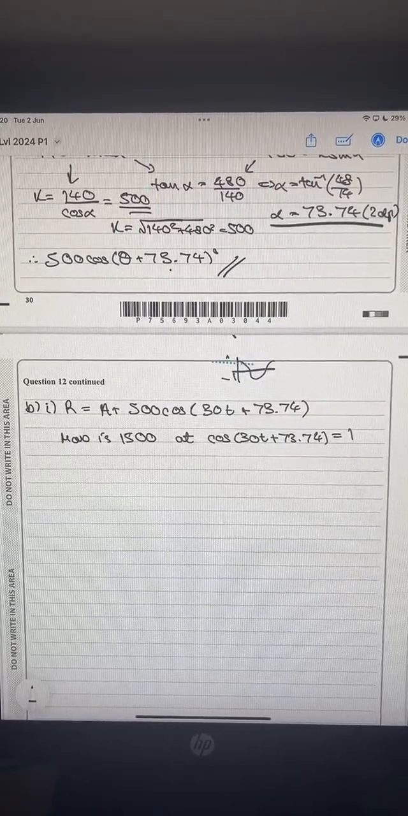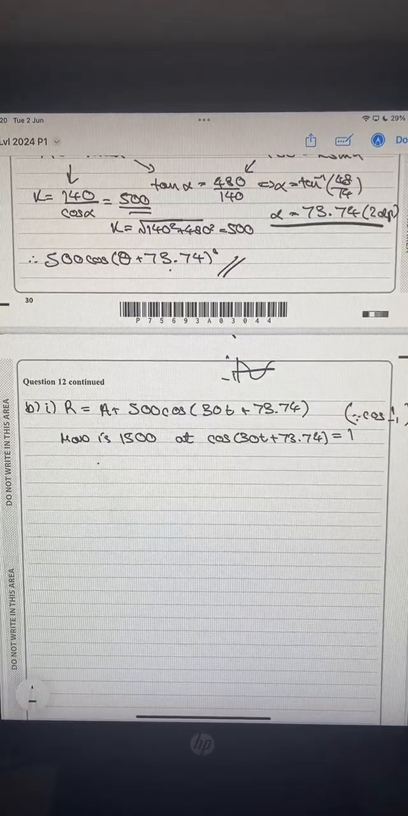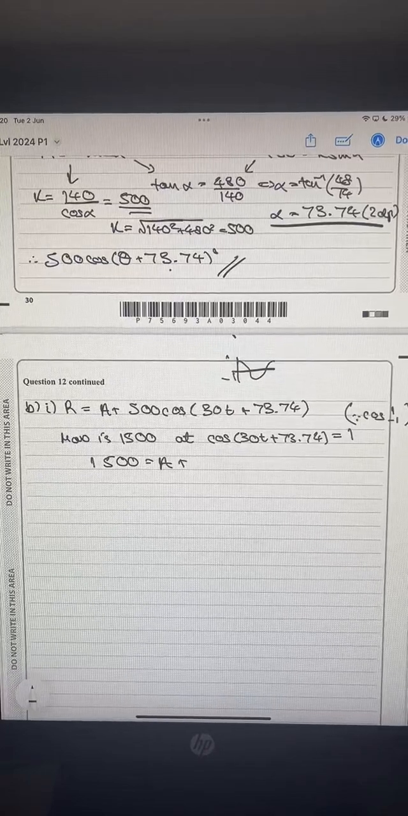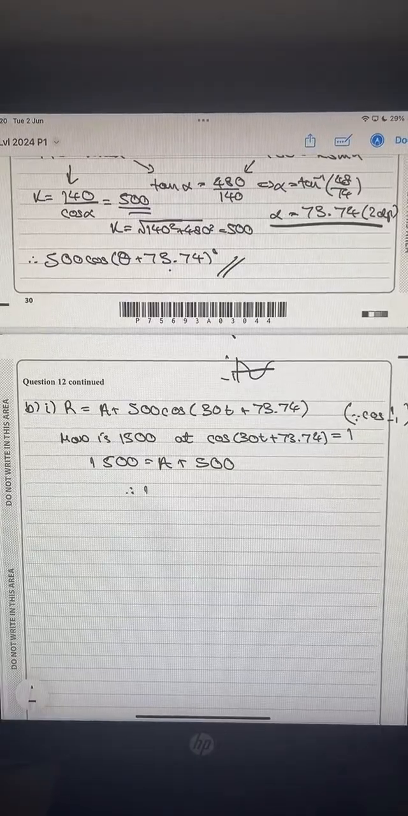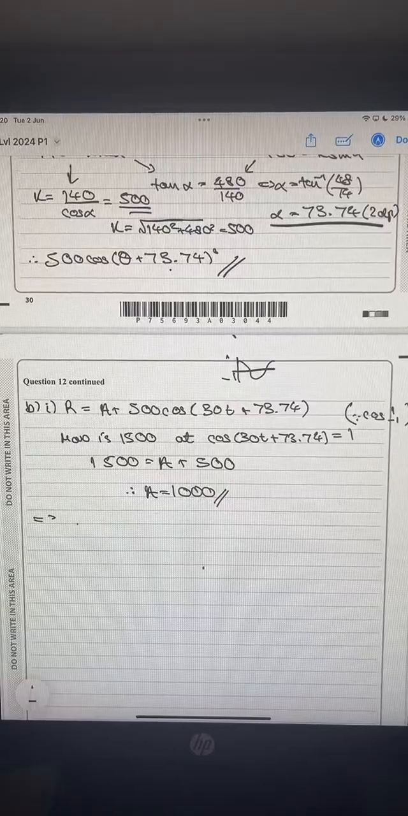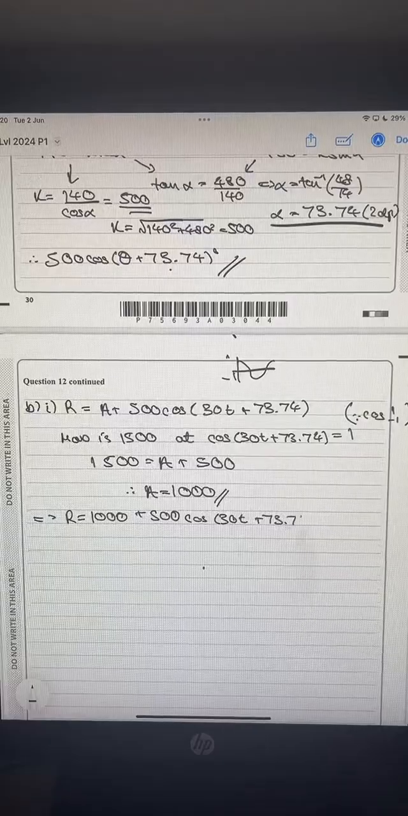That is equal to 1, because cosine is from 1 to -1. That's just reference. Okay, cool. So we know that 1,500 equals a plus, this is maximum value of 1, so 500 times 1 is 500. So therefore, a is going to be equal to 1,000. So my complete form of my equation is r equals 1,000 plus 500 cos of 30t plus 73.74. So that's my answer to part 1.